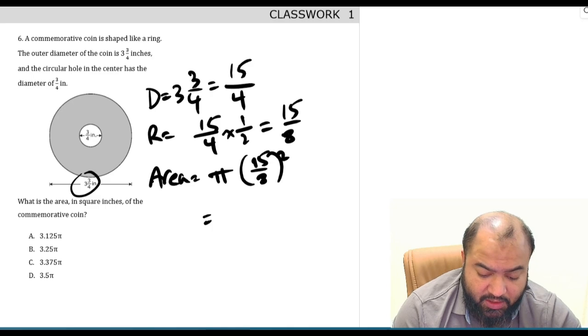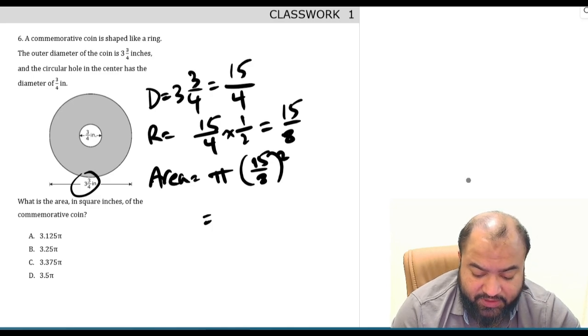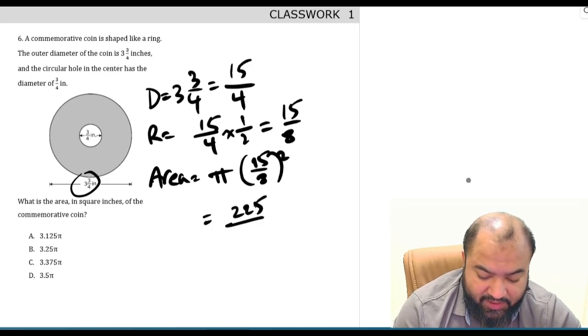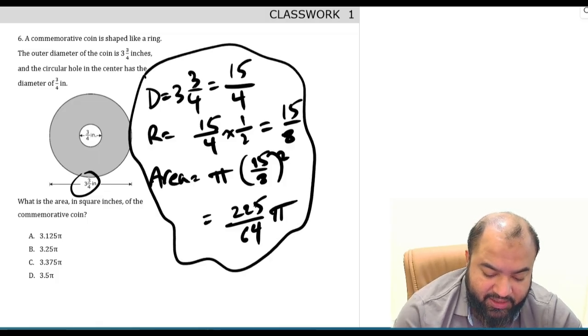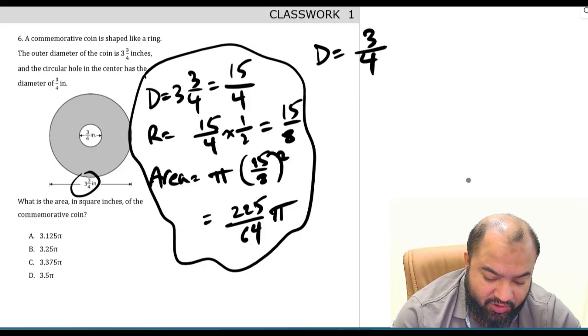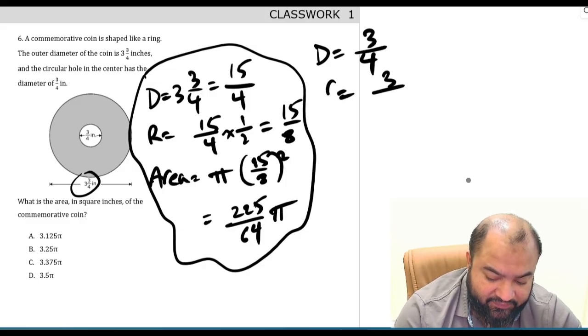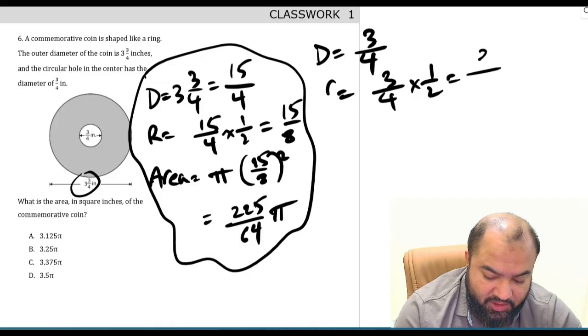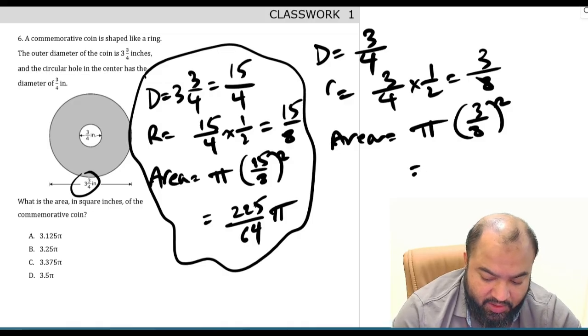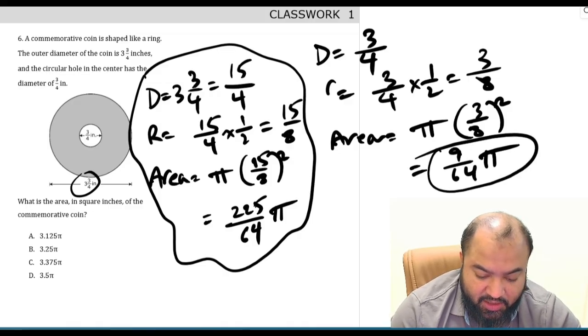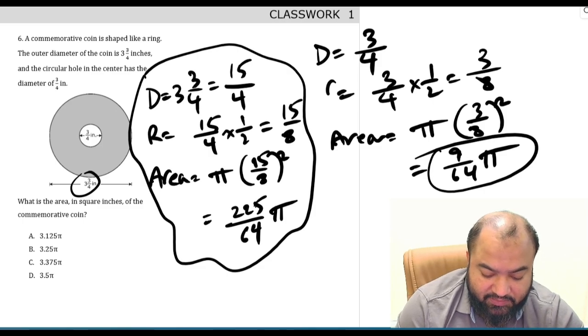So, 15 squared is 225, I guess. 8 squared is 64 pi. So that's the area of the big circle. Let's find the area of the smaller one. Diameter is 3/4. Radius will be half of 3/4. Area will be pi times 3/8 squared. That's 9/64 pi.